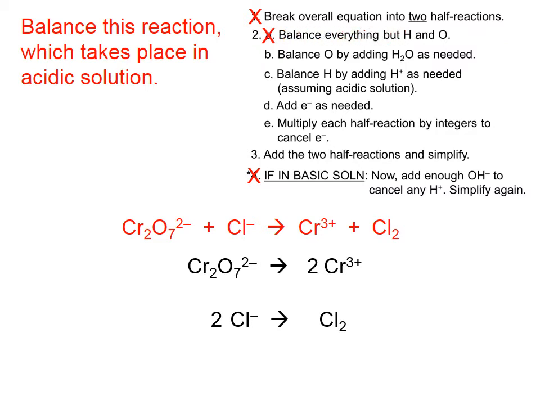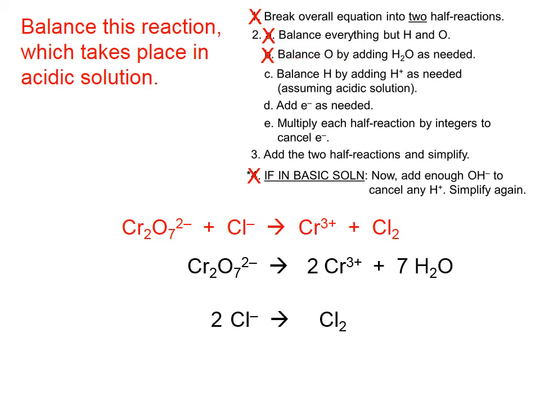2b says balance oxygens by adding water as needed. In this first half reaction, we have 7 oxygens. To balance those oxygens, we're going to add 7 waters on the product side. For the bottom half reaction, we don't have to do anything because there is no oxygen. So we finish that step.